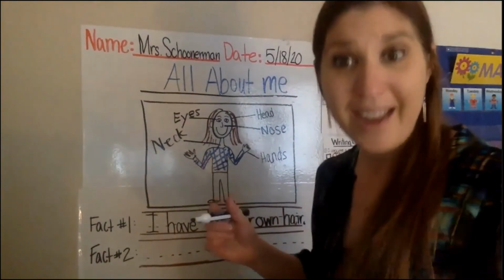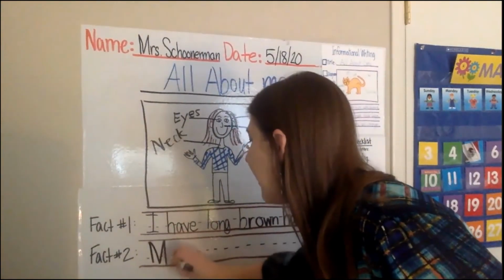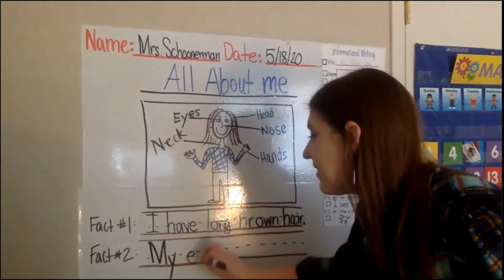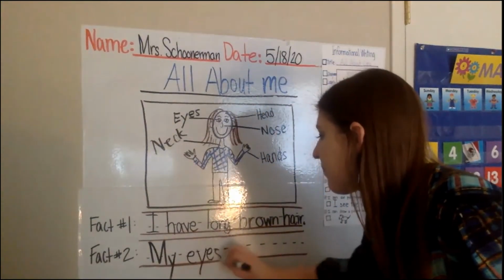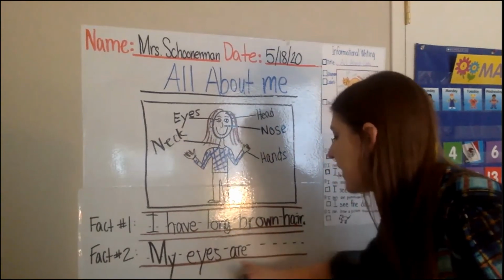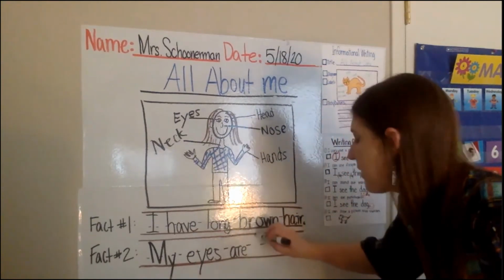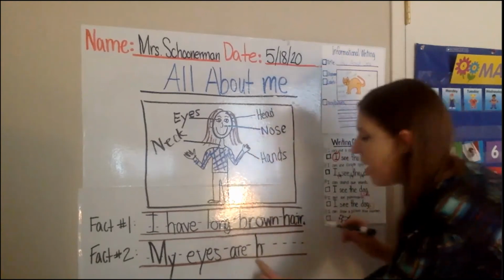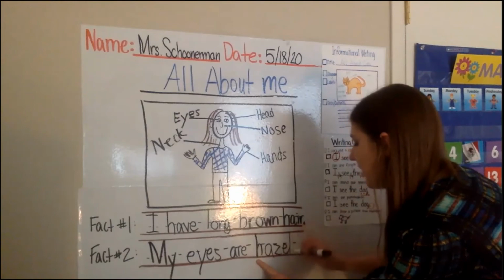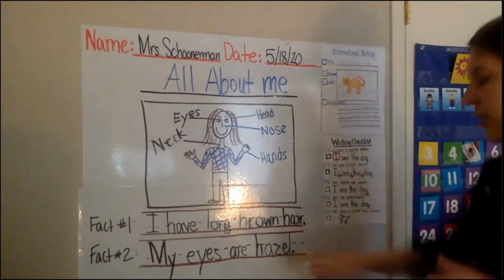So that's my next fact. My eyes are hazel. That's what I'm going to write. Fact number 2. Started my sentence with a capital. Eyes are, leave a finger space between the new word, and that's a sight word. My eyes are hazel. So hazel starts with an H. Hazel, and Z is in the word hazel. And I end my sentence with punctuation, with a period.